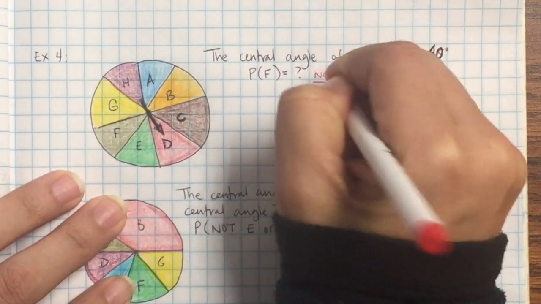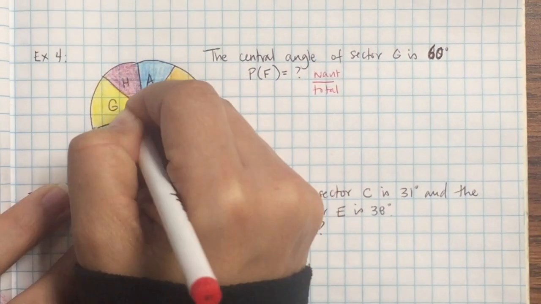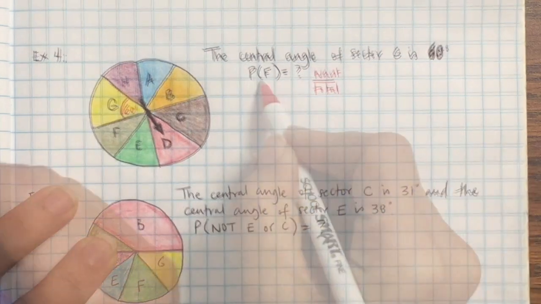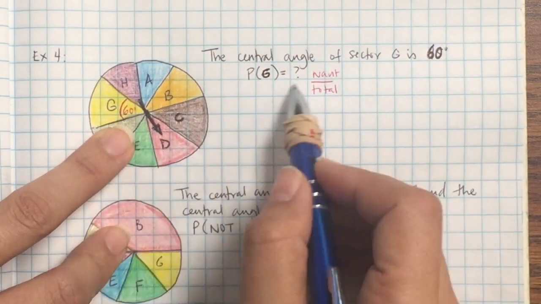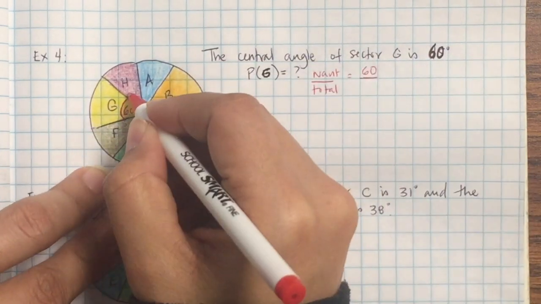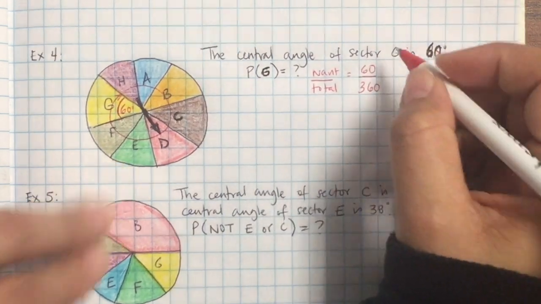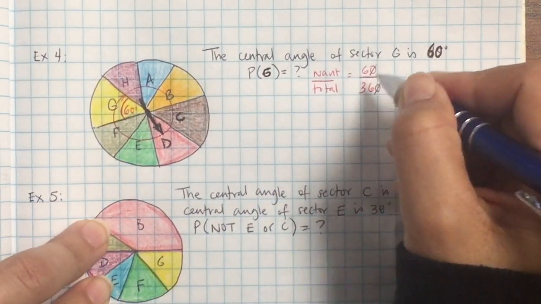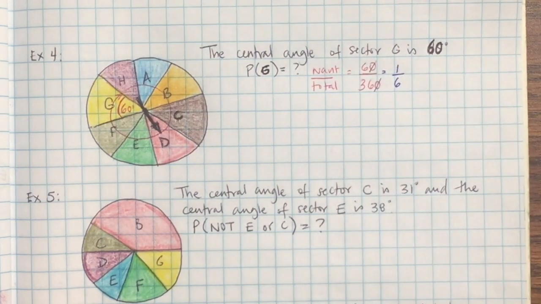Alright, let's take a look at another example. Central angle is 60. What's the probability of landing the spinner on G? Actually, I'm going to correct that. It's not F. We're going to correct that to G. So G, what I want is 60 over the total. The total in any circle is 360. Always simplify. 6 goes into it, giving 1 over 6.